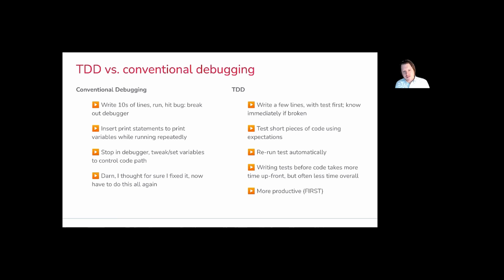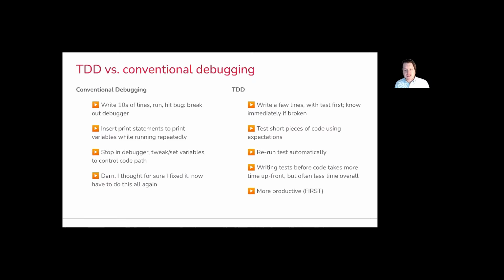But let's say we go through this whole process and we thought we fixed it, but we didn't. Well, we have to go through this whole process again of polluting our code with debugging statements, of tracking the execution, of playing computer, of trying to figure out what's wrong. The great thing about TDD is we write a few lines of code with the test first. We know immediately if it's broken.